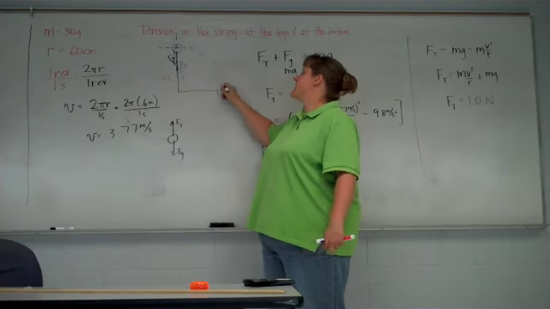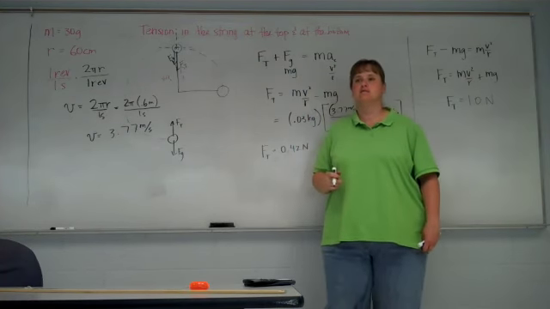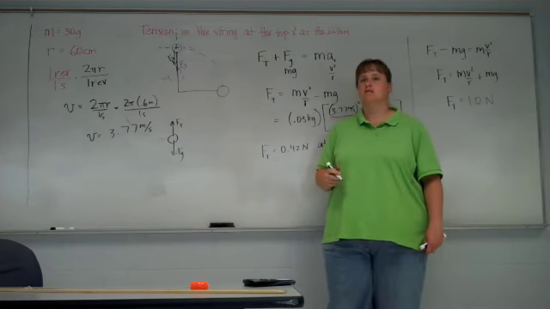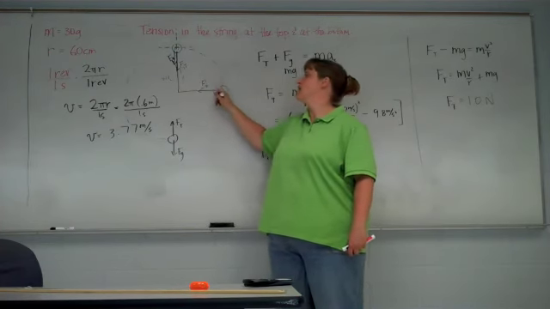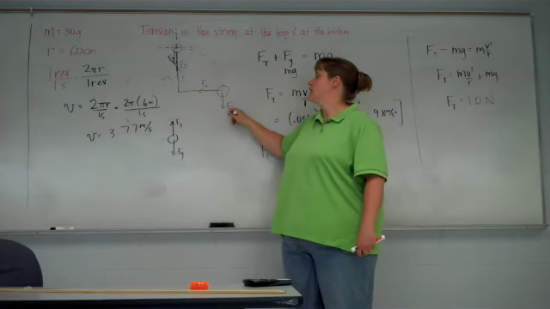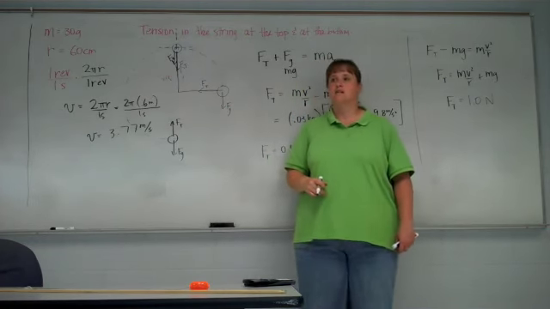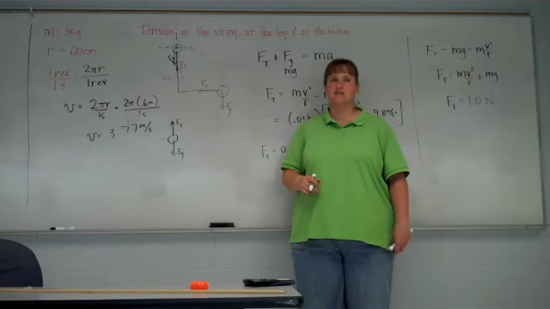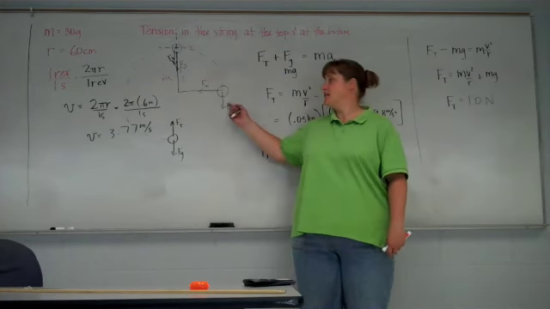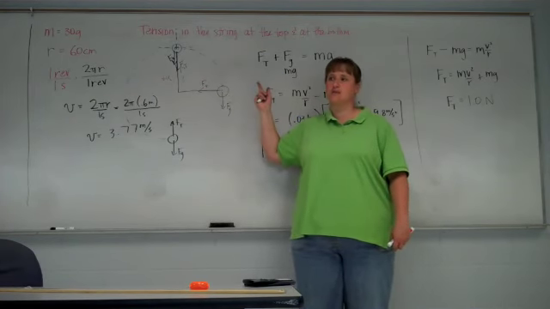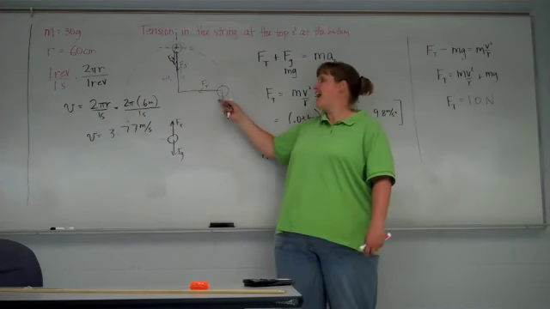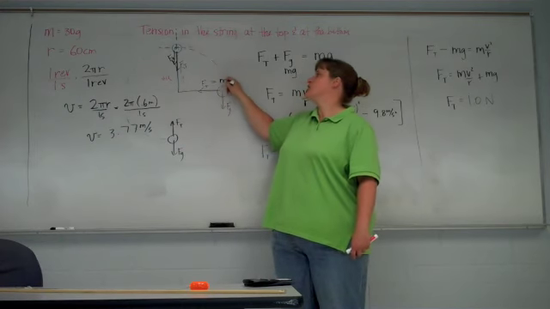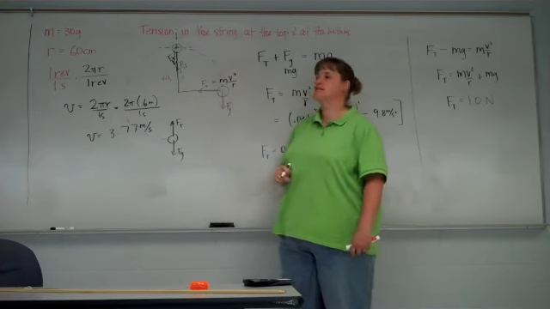How would we find the force of tension if it was off at the side? Is gravity contributing to the centripetal acceleration right there? No. It has no component towards the center or away from the center of the circle. At this instant, gravity doesn't play a role. At this instant, the force of tension is the only one causing the acceleration.